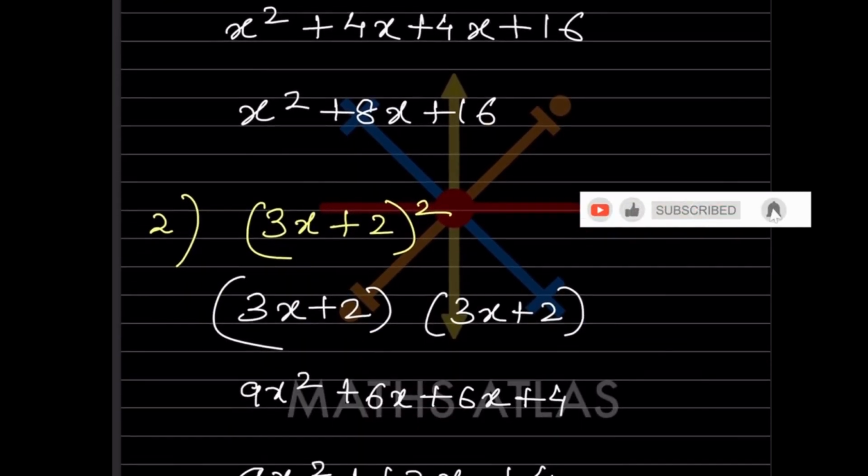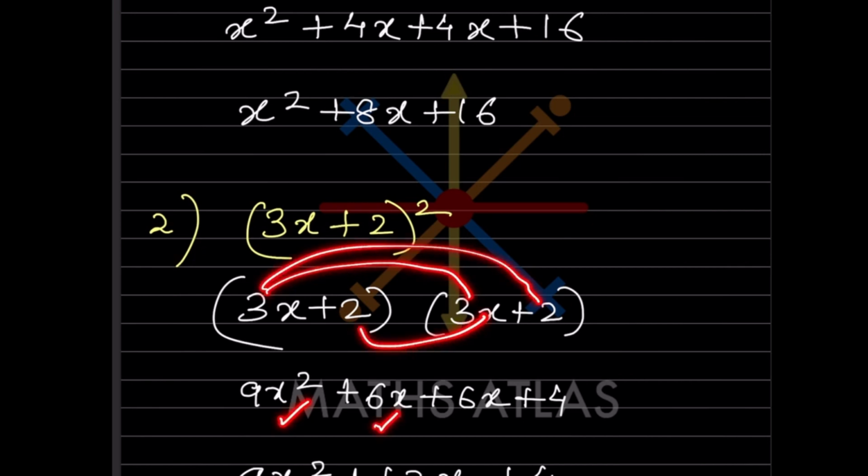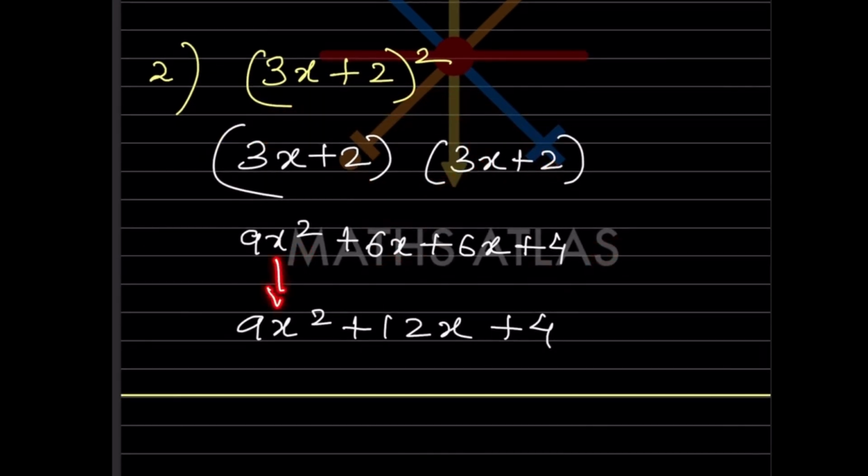Again, now look here. You can write it twice, the same one. So now we are going to expand it. 3x into 3x is going to be 9x square. 3x into 2 is going to be 6x. 6x and 4. So now you will take the same terms together, 12x and this will be 4. So this is the answer.